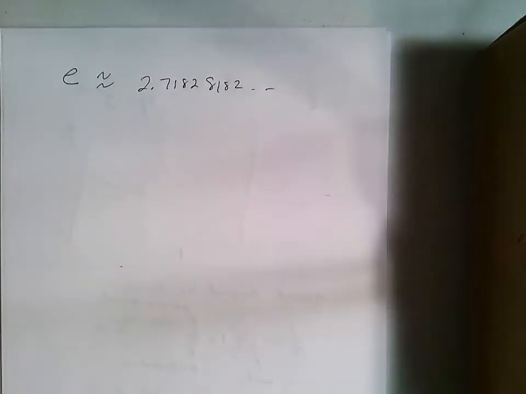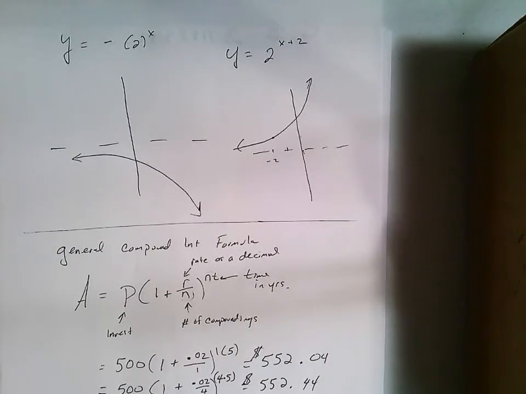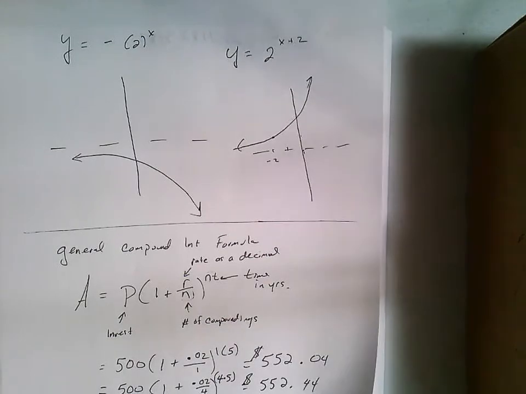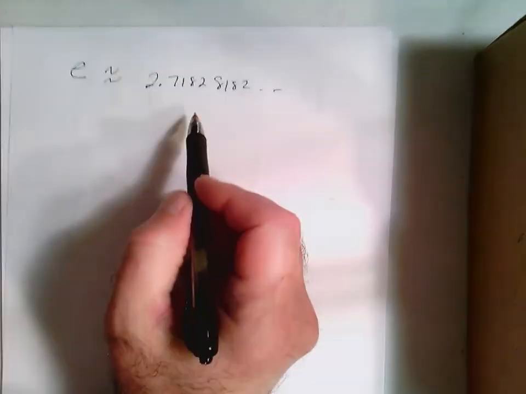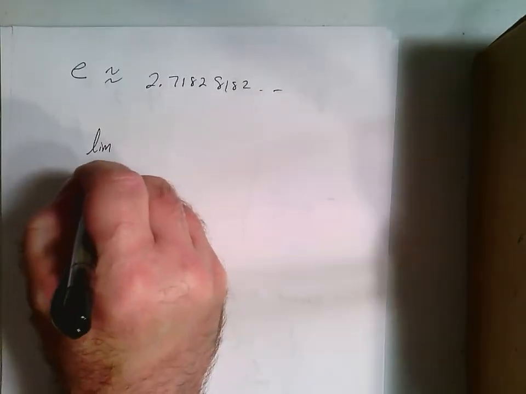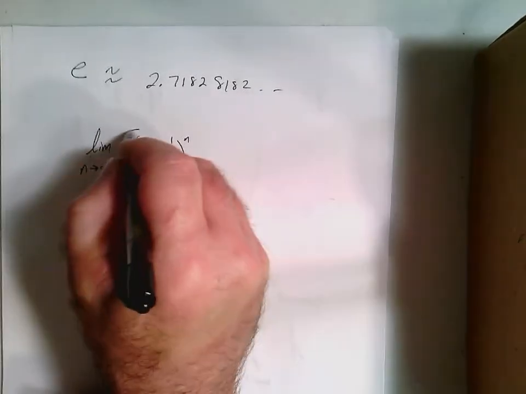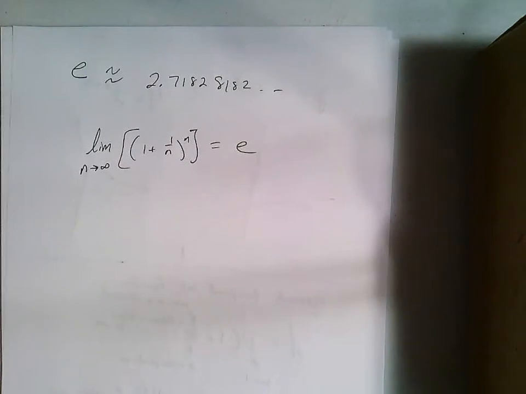So e is a number like pi. It's irrational, so that decimal goes on forever and ever, never repeats, never ends. But what is the significance of this process? We're letting n get bigger and bigger and bigger, and we keep approaching this number. This is our limiting value. So if we look at the limit as n goes to infinity of 1 plus 1 over n, to the n power, we get e.